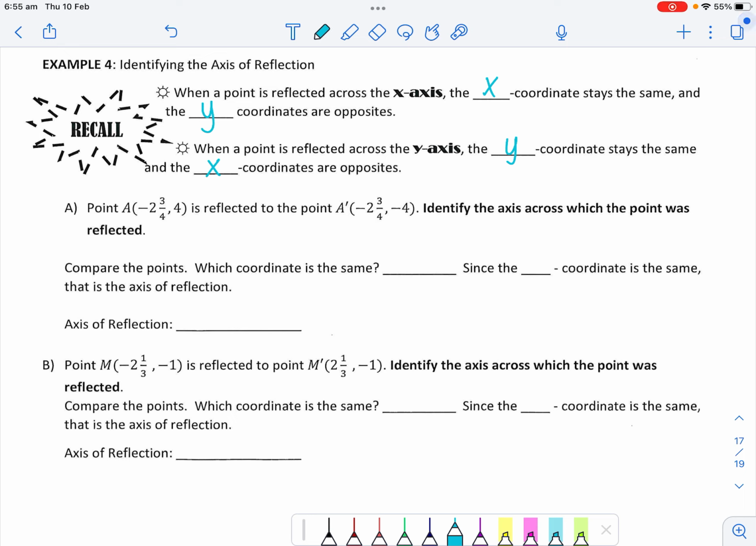So this says point A, negative 2 3/4, comma 4, is reflected to point A prime, negative 2 3/4, comma negative 4. Identify the axis across which the point was reflected. This says to compare the points. Which coordinate stayed the same? Well, if I look at my ordered pairs, negative 2 3/4 is the one that stayed the same. So I'm going to say x stayed the same. So if x stays the same, I reflect it across the x-axis.